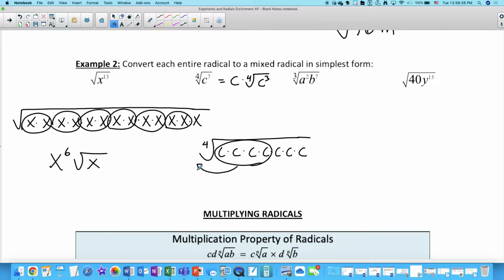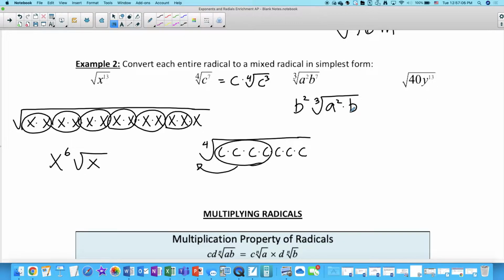All right, so we've got the cube root of a squared b to the 7. If we're looking for a cube root, we need groups of 3. Do I have a group of 3 a's? No, so I can't do anything with that a squared. That's going to be left inside. Do I have any groups of b's? Yes, 2 groups of 3, and then 1 is left. So I can pull out 2 b's, and then there's the a squared left and the b left.